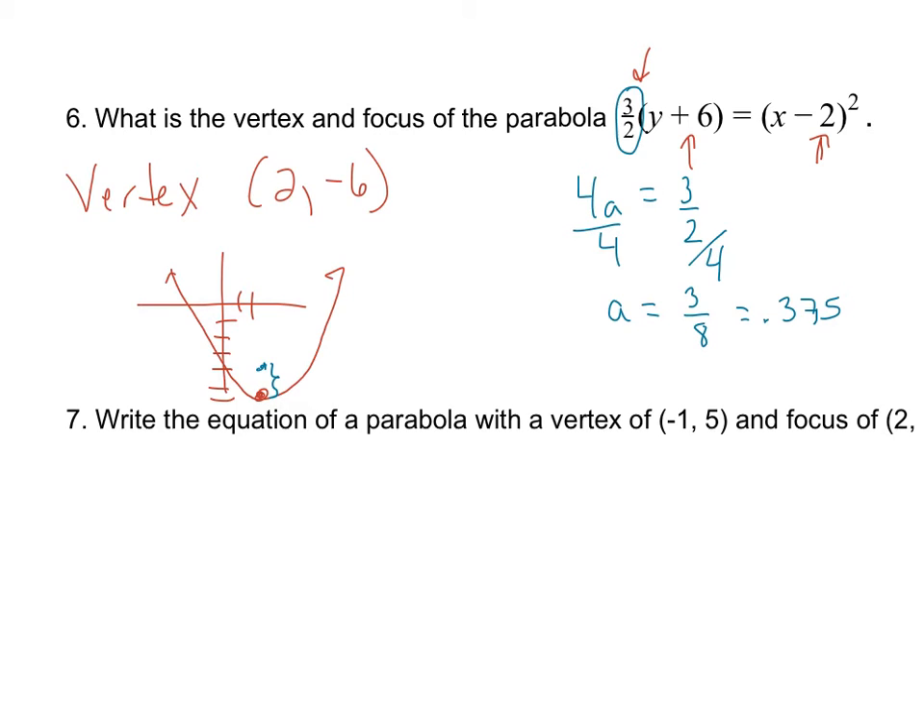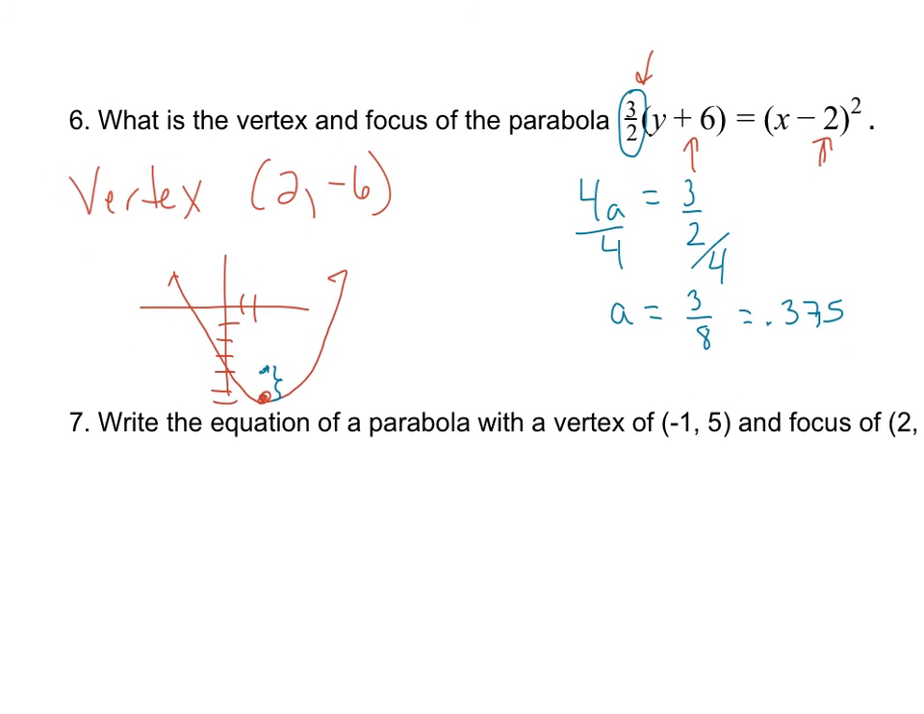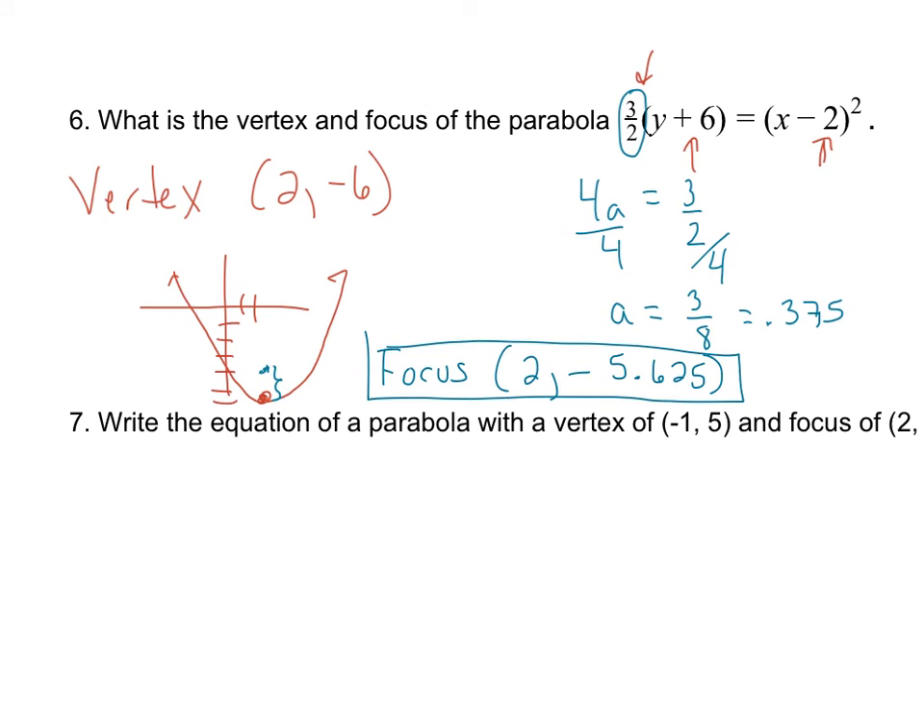So let's add the 0.375, and since we're adding it in the up direction, we would be adding it to the y value. So instead of -6, we'd take -6 plus 0.375. So our focus would be 2, -5.625. And that's just because I added this number, and I added it up because you can see my focus is up above the vertex. So we got our vertex, we got our focus.